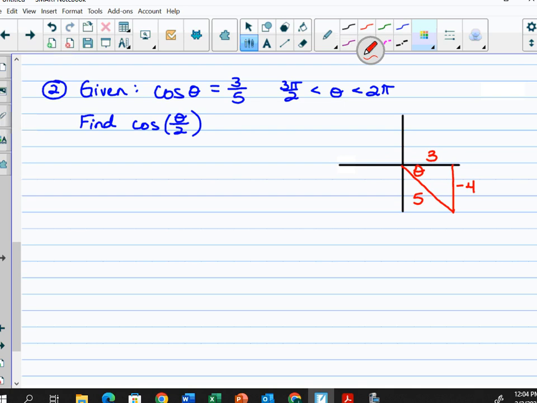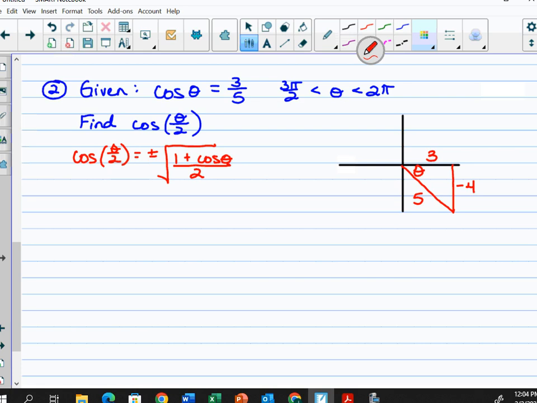All right, I'm going to write the formula first. Cosine theta over 2 is plus or minus the big square root of 1 plus cosine theta, all over 2. Well, that's what we have to figure out in this.